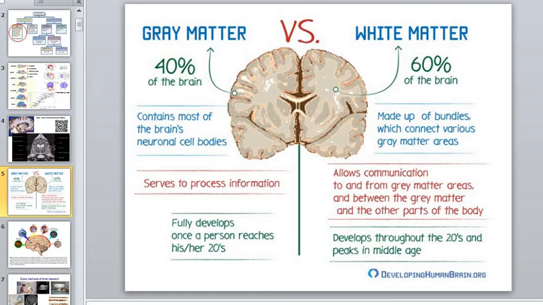This gray matter fully develops once a person reaches their 20s, and of course white matter is about 60% of the brain, made up of bundles which connect various gray matter areas, allows communication to and from the gray matter areas and between the gray matter and the other parts of the body, and develops through the 20s and peaks in middle age.